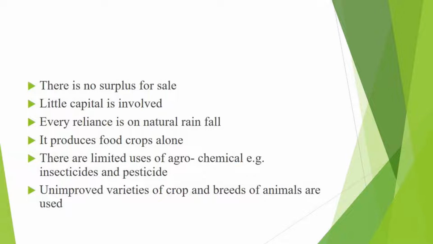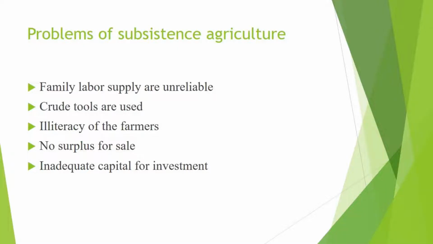It produces food crops alone. They are limited to agrochemicals, the herbicides and pesticides. Unimproved varieties of crops and breeds of animals are used. Problems of subsistence agriculture. What are the problems this subsistence agriculture faces?